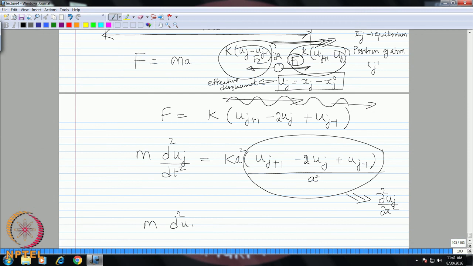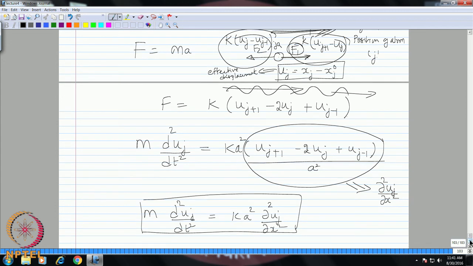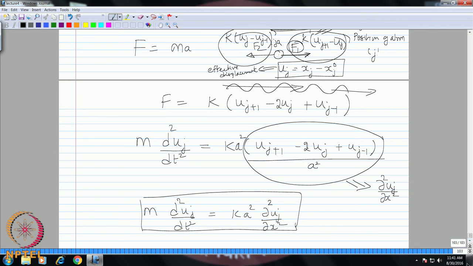Okay. So, if you want to write this in terms of a continuous equation, you have m d square u_j by dt square equal to k a square into d square u_j by dx square. So, what kind of equation is this? Why is it d and not partial? Since it is a single dimension with the right hand side. Correct, but now we are writing this in terms of space. To distinguish this, u_j is now a function of both space and time, so we have converted that into a partial differential.